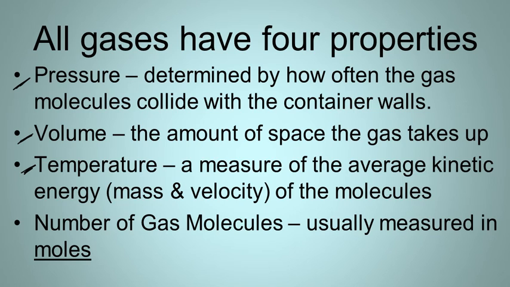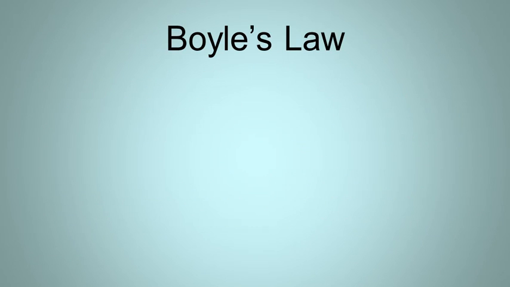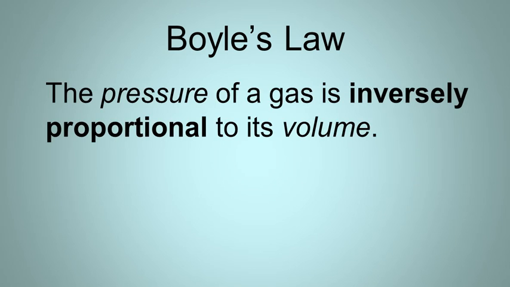The first gas law has to do with pressure and volume, and it's called Boyle's law. This was one of the very first scientific laws ever produced in science. This is well over 300 years old. And Boyle's law basically states that the pressure of a gas is inversely proportional to its volume.